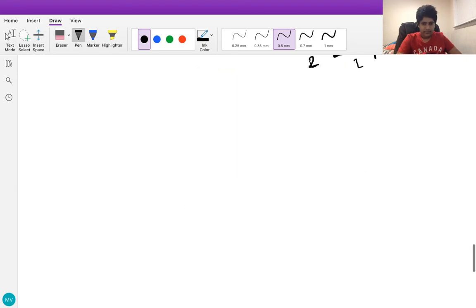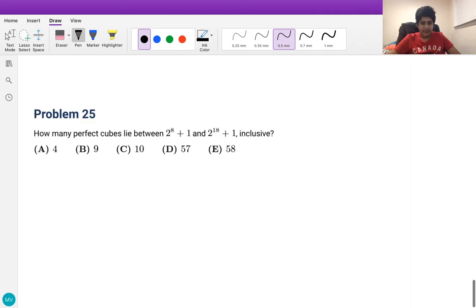Problem number 5. How many perfect cubes lie between 2 to the 8th plus 1 and 2 to the 18th plus 1 inclusive? So first of all, we note that 2 to the 18th plus 1 is 1 more than the perfect cube 2 to the 18. 2 to the 18 is just 2 to the 6th cubed, which is going to equal 64 cubed.